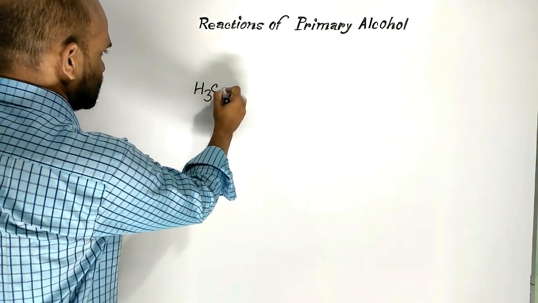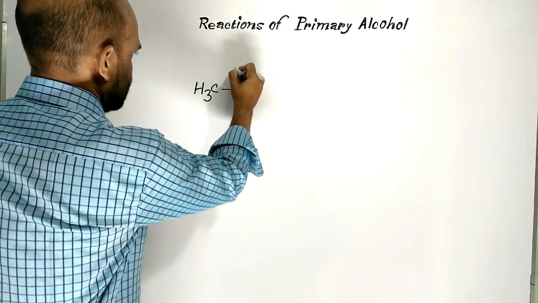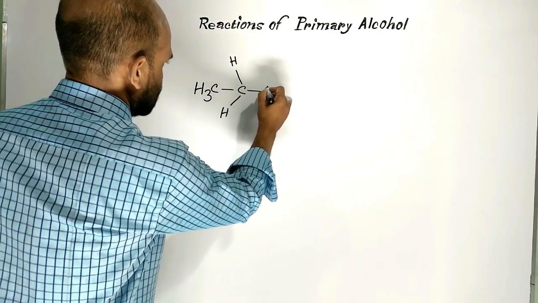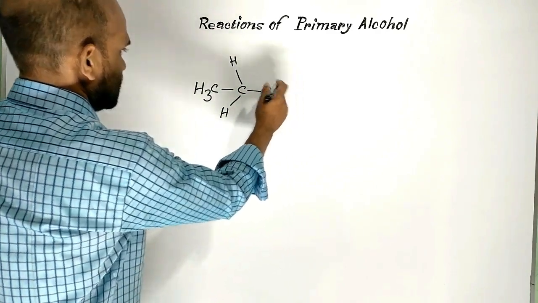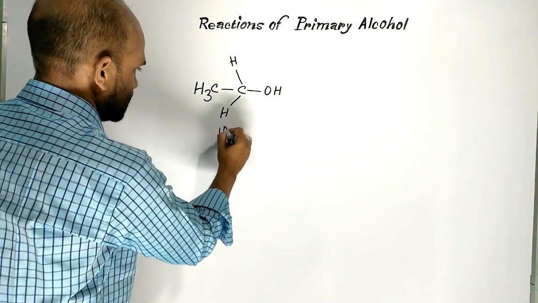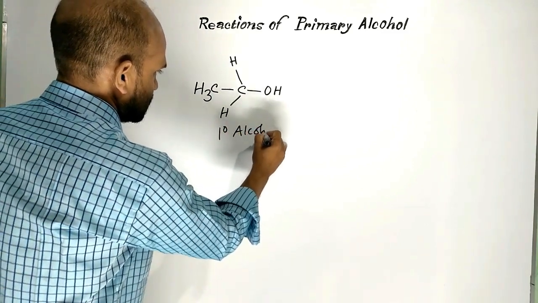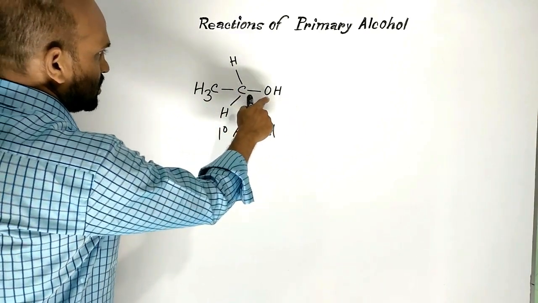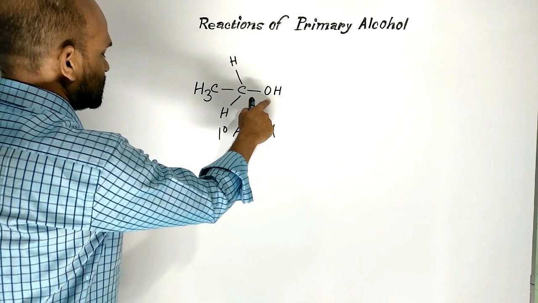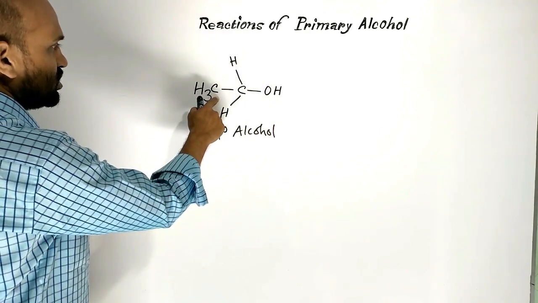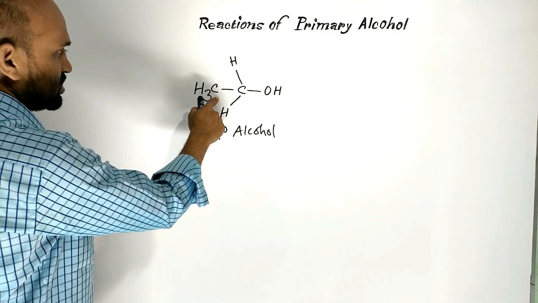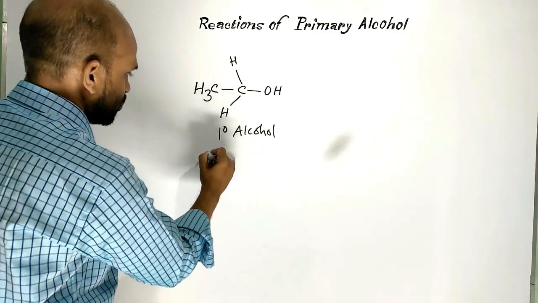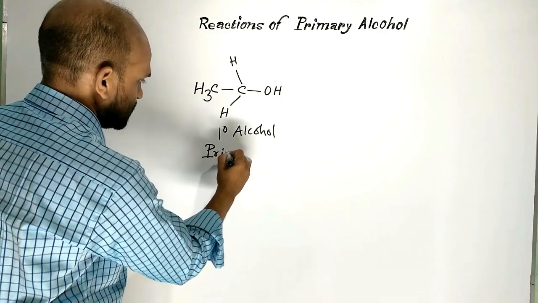CH3, carbon, hydrogen, here OH. This is a kind of 1 degree alcohol. This is because the carbon linked up with the hydroxyl group is linked up with only one carbon atom. That is why this is a kind of 1 degree alcohol, which is also known as primary alcohol.